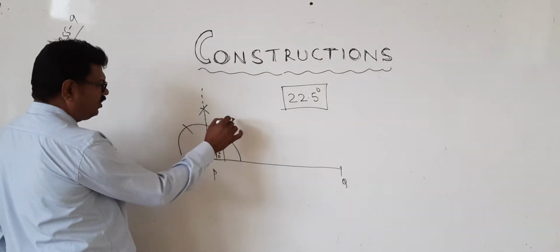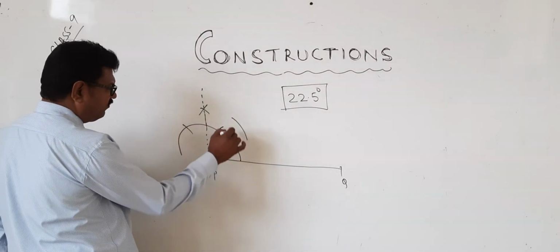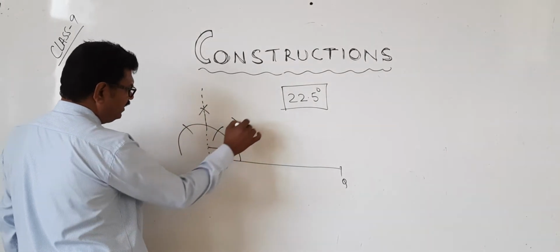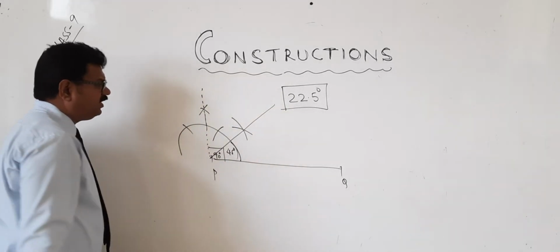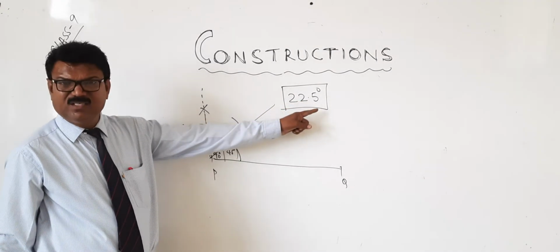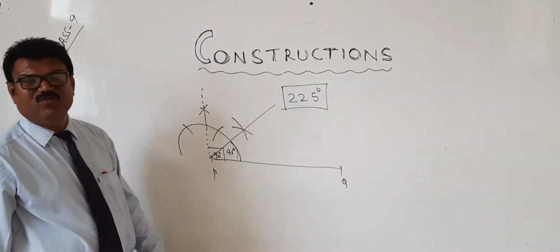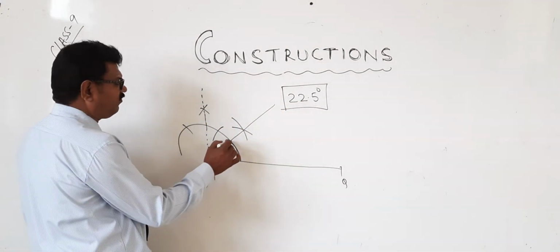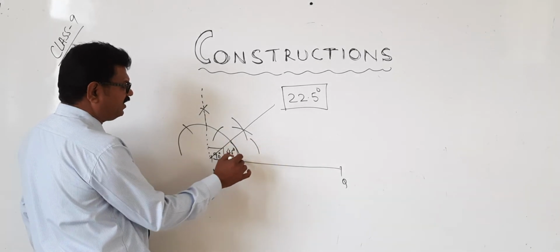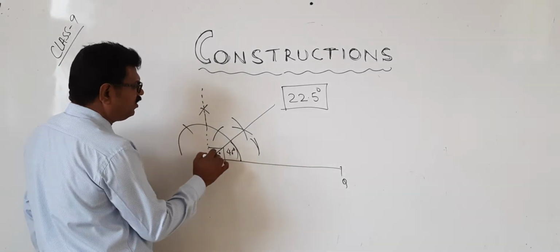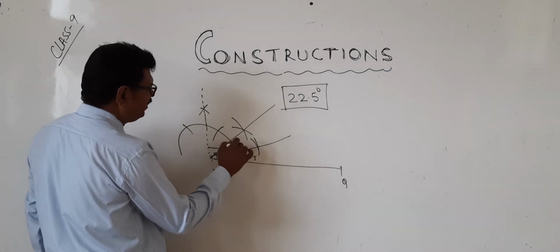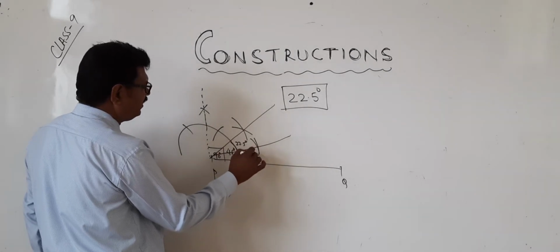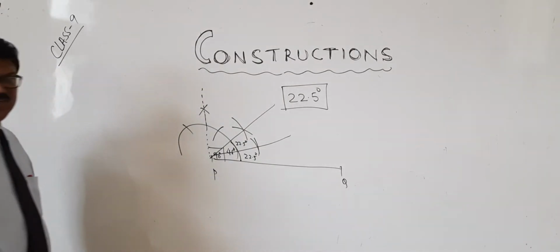Again from here you draw one arc like this. Again from here you draw one arc. It is nothing but 45 degrees. 22.5 means what? Half of 45. Very simple. From here again you draw like this. Again from here you draw like this. Over. Where both will meet, it is nothing but 22.5. It is also 22.5 degrees. Okay? Did you understand?